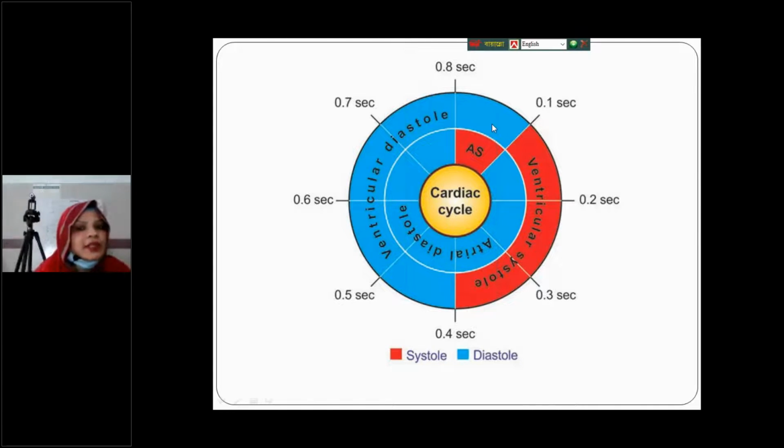The first heart sound always occurs in the isometric contraction phase, that is in ventricular systole, the first phase of ventricular systole. The second heart sound occurs during ventricular diastole, in the first phase, the protodiastolic phase. The third heart sound occurs in the first rapid filling phase, and in the last rapid filling phase, the fourth heart sound occurs.